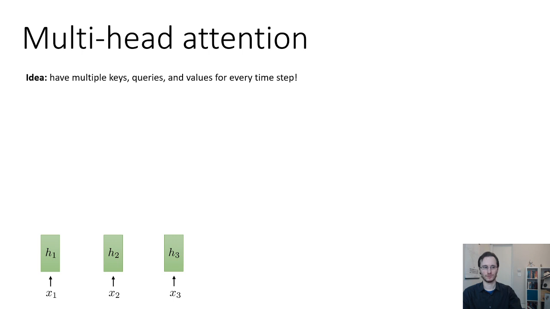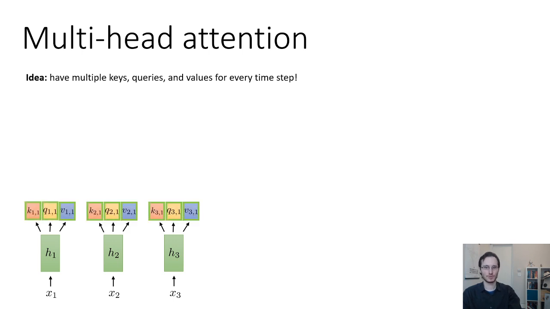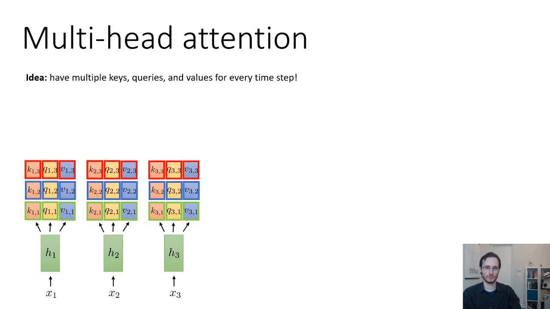So here's how we can fix this. What we're going to do is instead of outputting one key query value tuple, we'll actually output multiple. The different color outlines represent different heads. We'll have a green attention, a blue attention, and a red attention. The green attention will produce an attention vector by using the green query to match it with the green keys, and then use the dot product to get the green values.